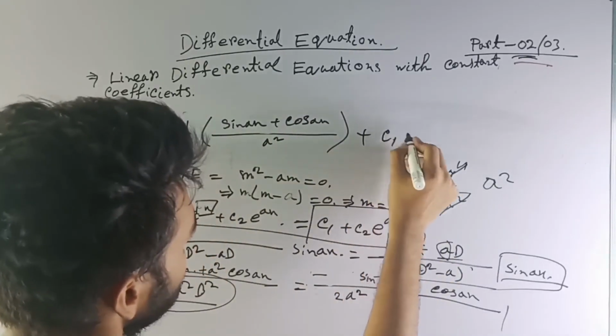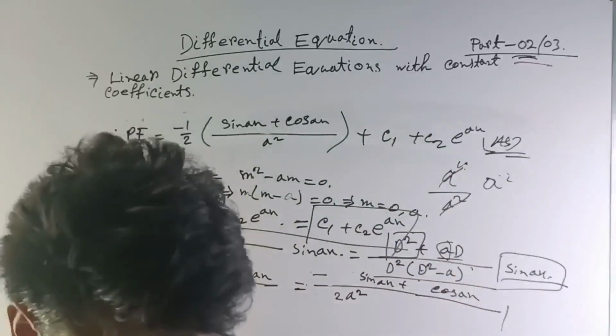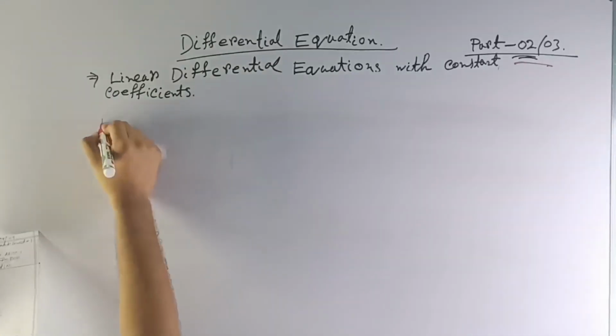So plus C1 + C2 e^(ax); this is the general solution.